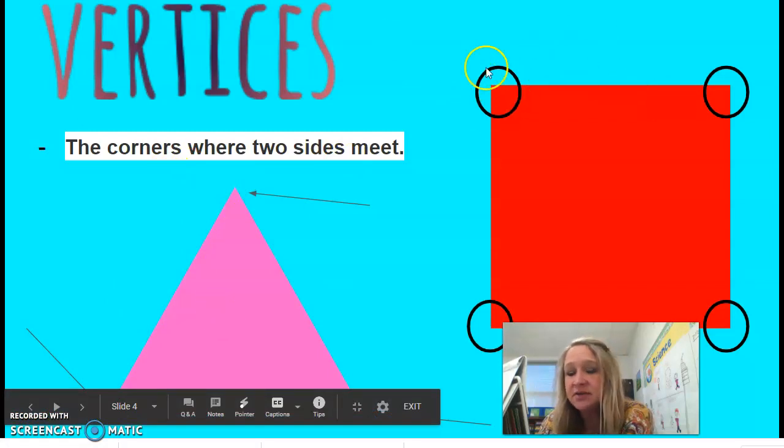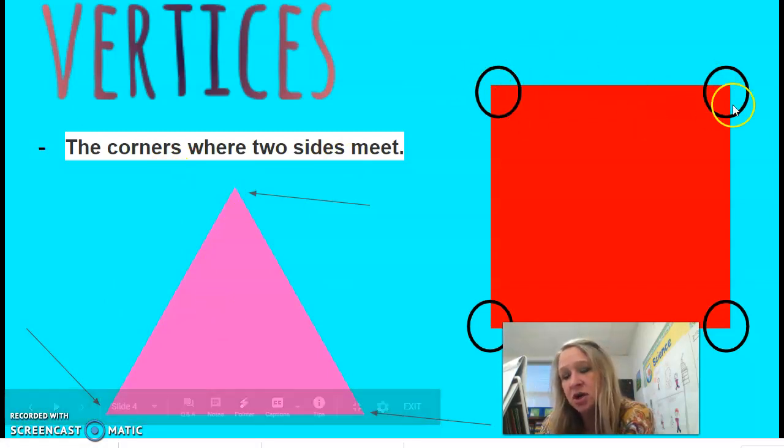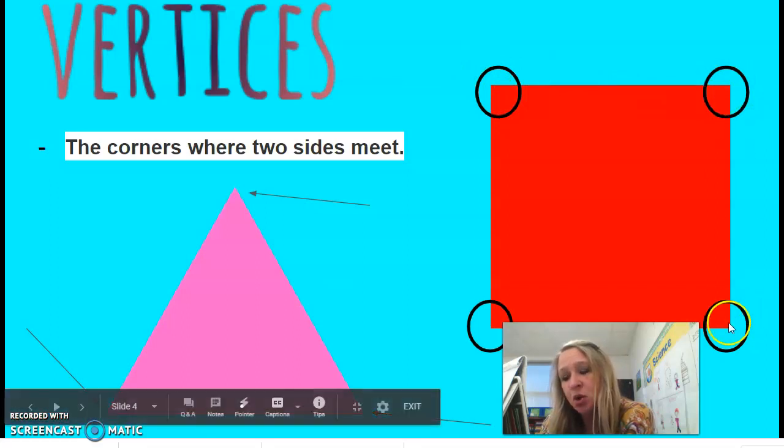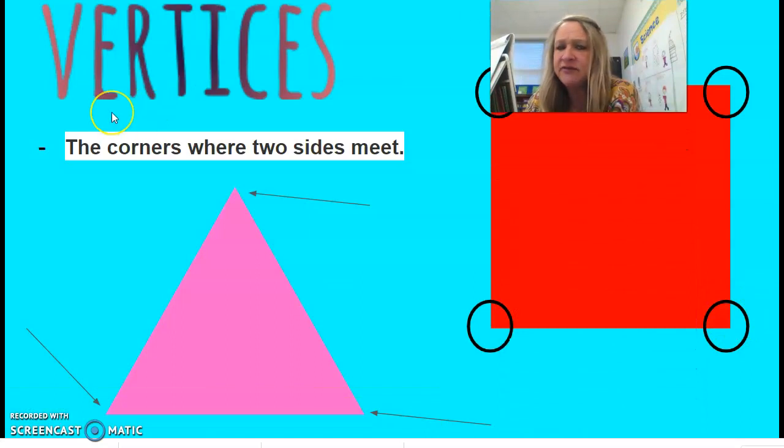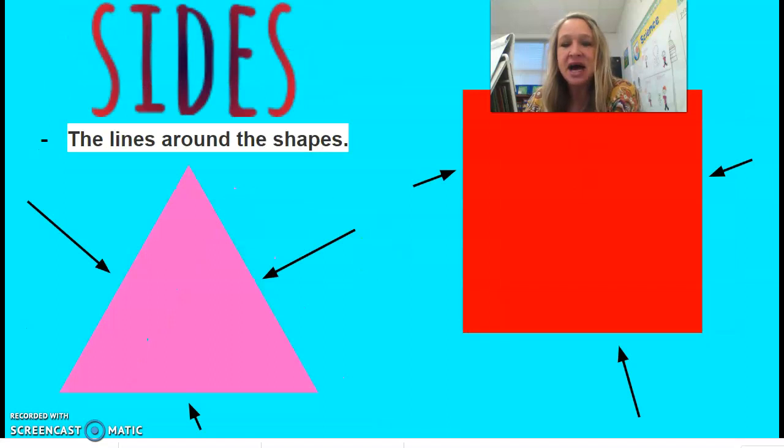These are vertices on the square, where the corners are. They are the pointy corners. That is a vertice. Let's try that again. Say vertices. Very good.